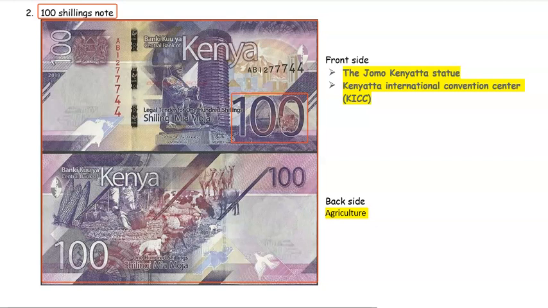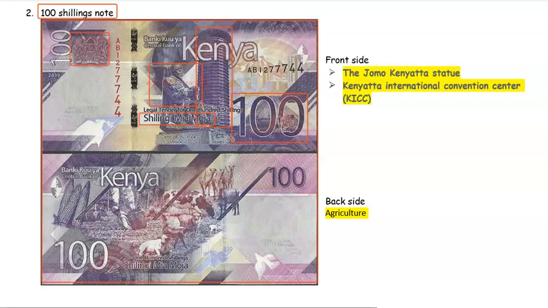Another thing is we look at the things that are in this note, at the front side. At the front side we said we have a statue of our first president of this nation, that is Mzee Jomo Kenyatta, and one of the magnificent buildings in Nairobi city called Kenyatta International Convention Center, KICC. There are other things that we can see. They have also done it in Swahili for you. Shilingi mia moja. Then we have these others. We have the shield and the lions.